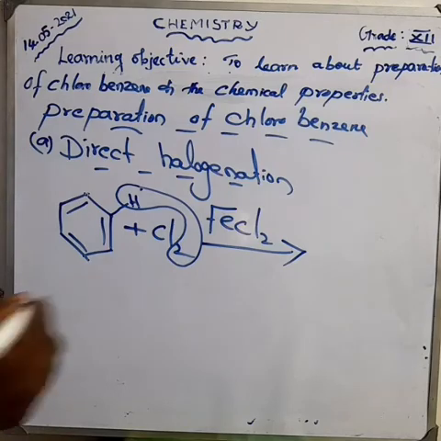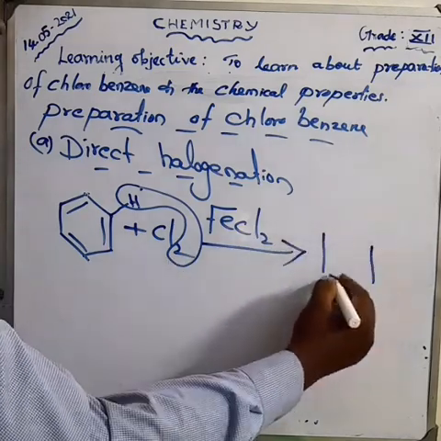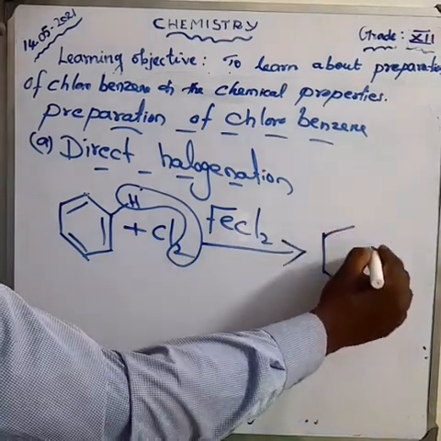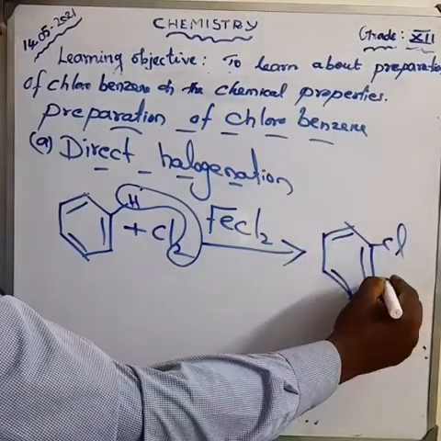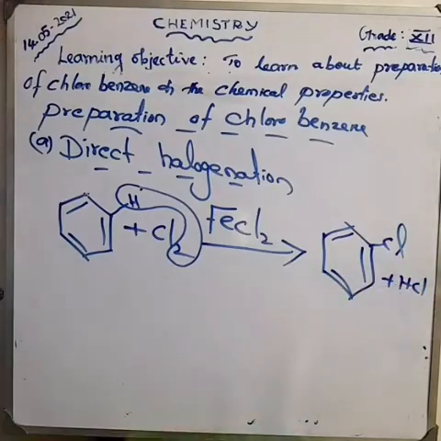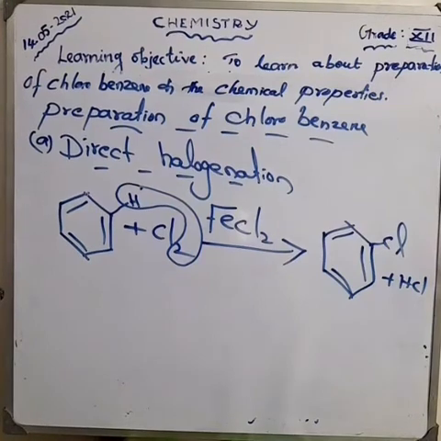So we get C6H5Cl plus HCl. The name of the compound is chlorobenzene, plus HCl. Can you write this equation? Chlorobenzene and HCl. What's the name of HCl? Hydrochloric acid. So this is the first preparation.